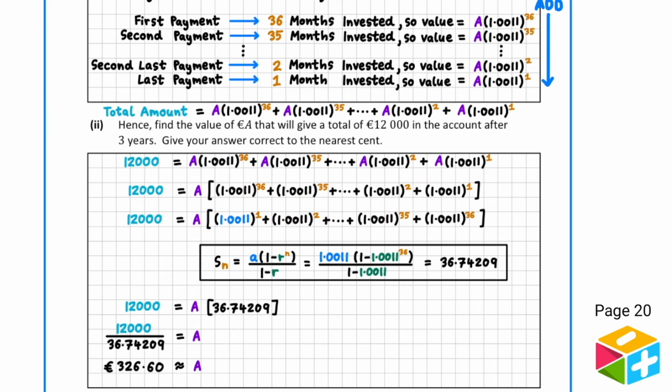This result can be found in the formula book, and it says that S_n, the sum of the first n terms of a geometric series, is a times (1 minus r to the n) divided by (1 minus r). In this formula, a refers to the first term. In our series, that's 1.0011 to the power of 1, which can be simplified to 1.0011.